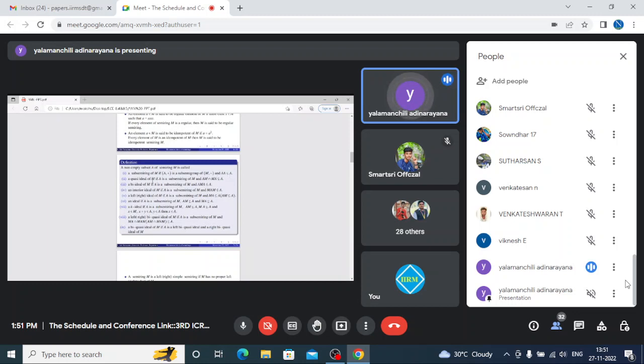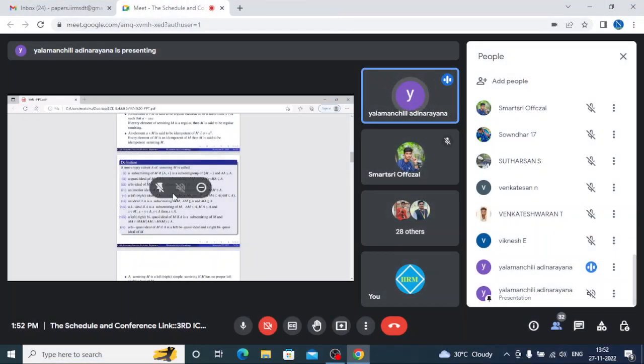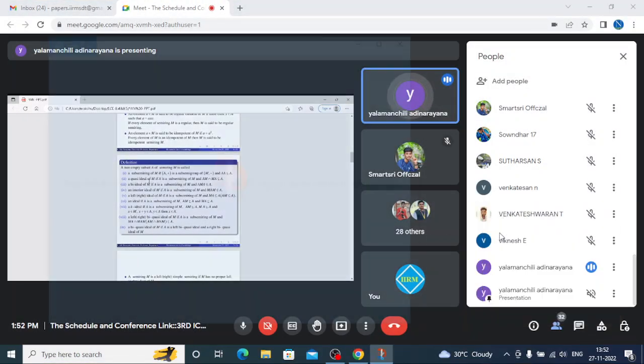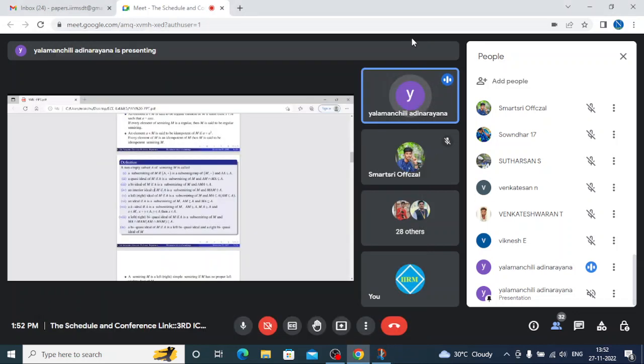Similarly, a quasi-ideal of M means it satisfies AM ∩ MA is a subset of A, then the non-empty subset A of M is called a quasi-ideal. Similarly, we define the bi-ideal of M and the interior ideal of M. This is the important definition in this paper. If MAM is a subset of A, then A is called an interior ideal of M.